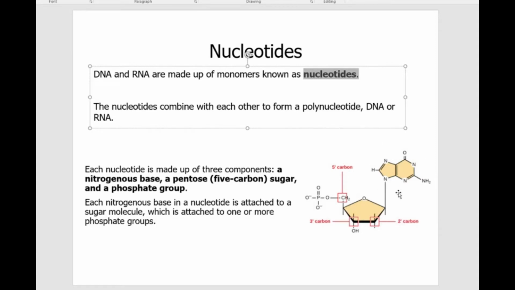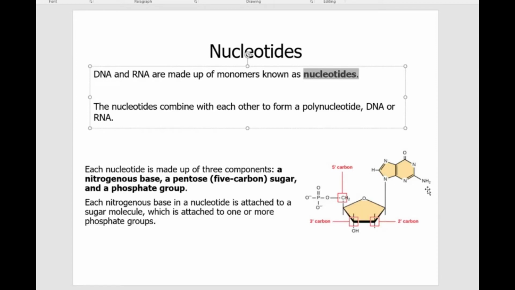This is a nitrogenous base. And nitrogenous just means it contains nitrogen, right? So you can also call it nitrogen-containing base. So you can see how many nitrogen atoms are in the molecule: 1, 2, 3, 4, 5. Okay, so this is the base.